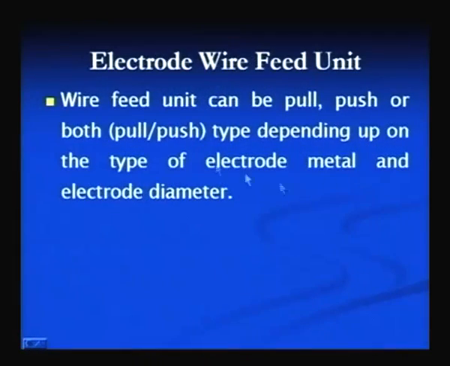Indirectly we can say the type of the wire feed unit is selected on the basis of the strength of the filler wire or stiffness of the electrode wire which is being used, because if the electrode filler metal is soft and of low stiffness and low strength, then one type of wire feed unit is selected, and if the wire is small and of poor strength, then one type of wire feed unit is selected, otherwise a different type of wire feed unit is selected.